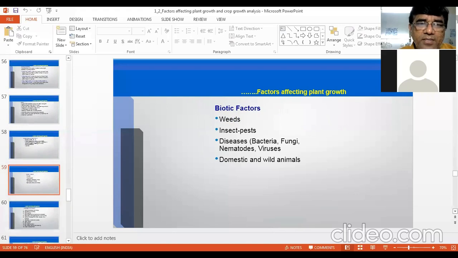Now, biotic factors, I think this group understands these: weeds, insect pests, disease, domestic and wild animals. They can reduce the growth of the crops. I will not go into the detail of how weeds reduce the growth of the plant, or how insect pests do. I think you understand that they eat the plant. Sometimes they eat the plant, they change the color of the plant. Sometimes plants are shorter and so on. So biotic factors definitely reduce the growth of the crops.